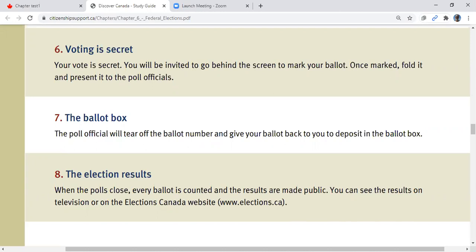So you fold your ballot, you give it to the poll official, they rip off the number, they give it back to you, you put it in the box. Yeah, put it in the ballot box. So again, very easy. Okay. And then let's see, we'll go back to Manal for number 8, please. Can you read number 8, please, Manal?